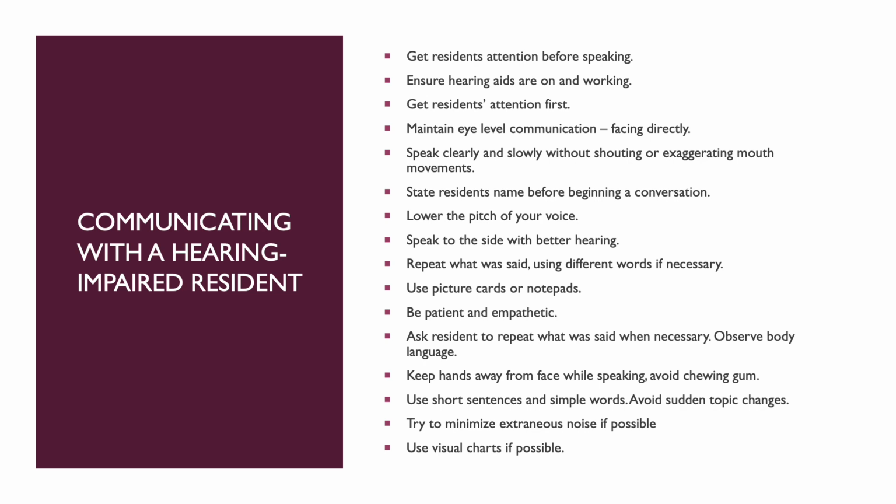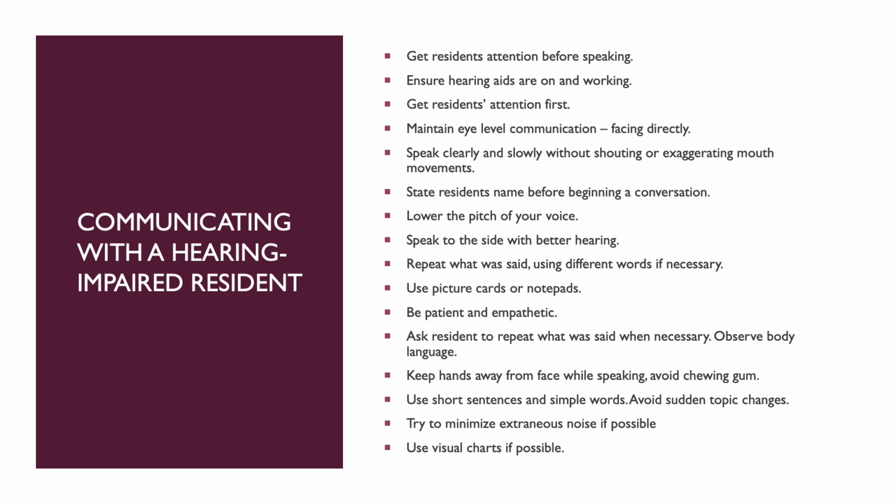So we're facing them directly, making sure we're not covering our mouth, making sure that we're speaking clearly and slowly without shouting or exaggerating our mouth movements, making sure, once again, we're stating the name before we begin a conversation. We can lower the pitch of our voice. We want to speak to the side with better hearing. So some people might have poor hearing on one side and better hearing on the other. So if they have better hearing in one ear, making sure we're speaking on the side that has better hearing.